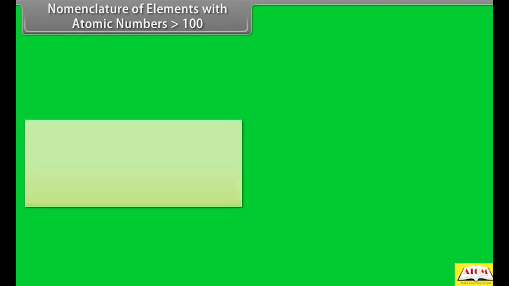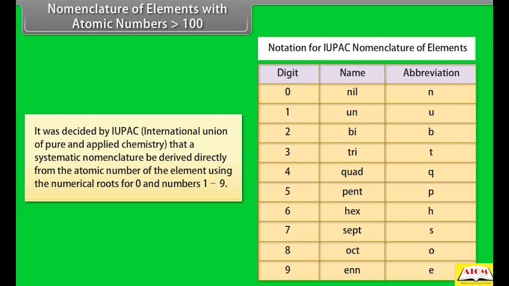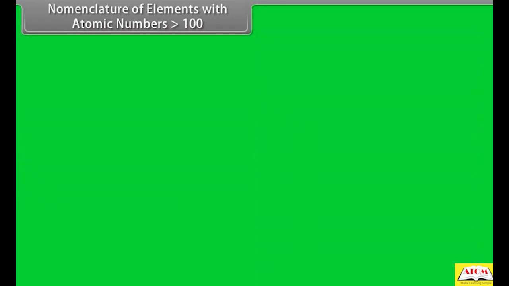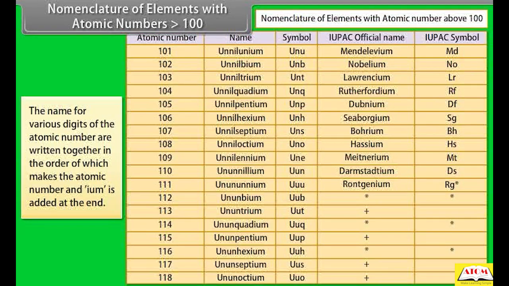Nomenclature of elements with atomic numbers greater than 100. It was decided by IUPAC, the International Union of Pure and Applied Chemistry, that a systematic nomenclature be derived directly from the atomic number of the element using the numerical roots for 0 and numbers 1 to 9. The names for the various digits of the atomic number are written together in the order which makes up the atomic number, and -ium is added at the end.